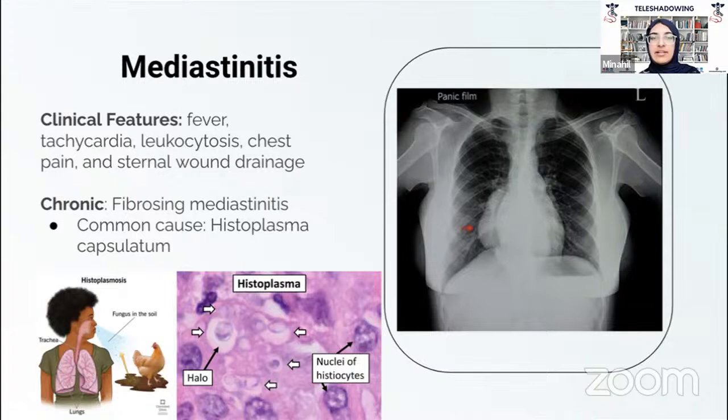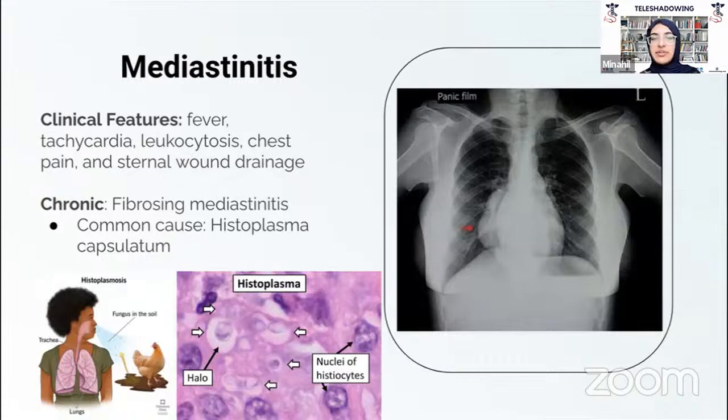So again, the clinical features of mediastinitis include retrosternal or back pain, subcutaneous emphysema in the neck and face. There's also, like I said, fever, tachycardia, tachypnea, and sternal wound drainage. After, let's say, someone has chest surgery, they might have some sternal wound drainage.